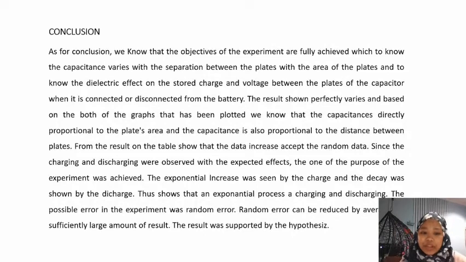The possible error in the experiment was random error. Random error can be reduced by averaging a sufficiently large amount of results. The result was supported by the hypothesis.